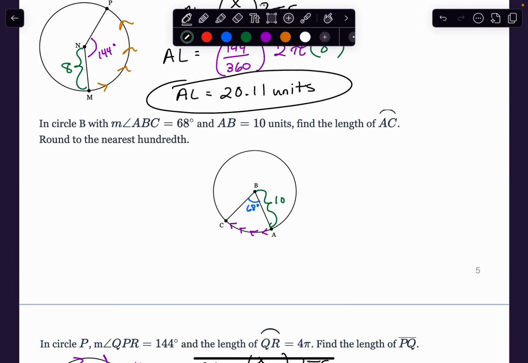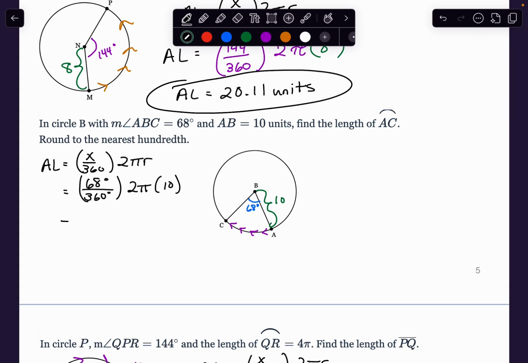So I'm going to write my formula. Arc length equals x over 360 times my circumference, 2 pi r, because I'm finding a piece of the circumference. So this piece of the circumference is when I have 68 degrees over the 360 degrees, and you don't have to write degrees there, times 2 pi times the radius, which is 10, and you can just chuck that whole thing into Desmos.